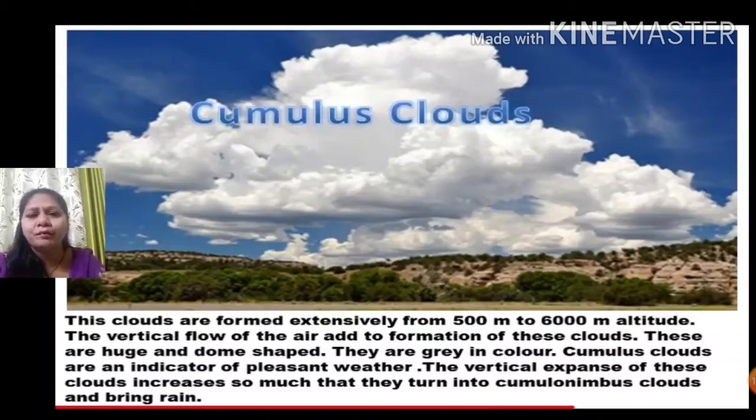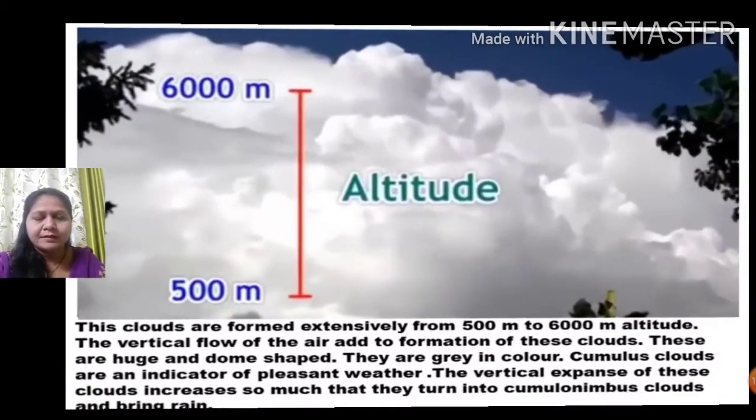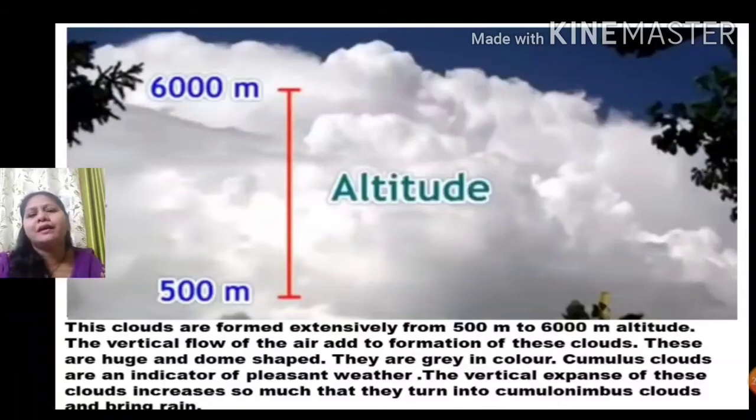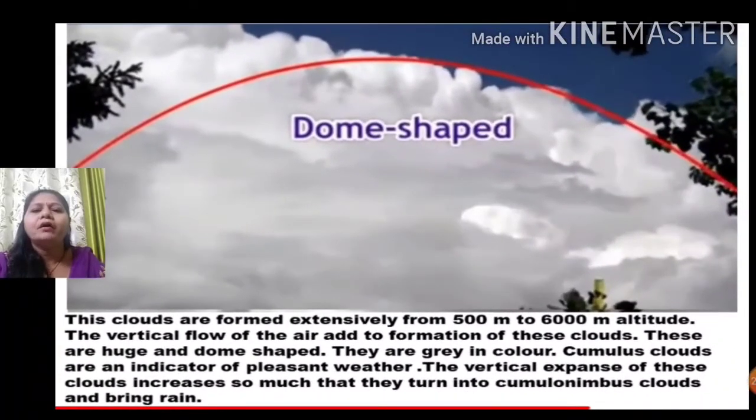Now these clouds are formed extensively from 5000 meter to 6000 meters of altitude. See this, right? ये जो है clouds कहाँ पे usually form होता है? I'm talking about cumulus. These clouds you can see between the range of 500 meter to 6000 meter of altitude, right? Now the vertical flow of the air adds to the formation of these clouds. Now you can see these clouds, इसका shape usually कौन सा होता है? Usually the shape of these clouds are huge and they are dome shaped.